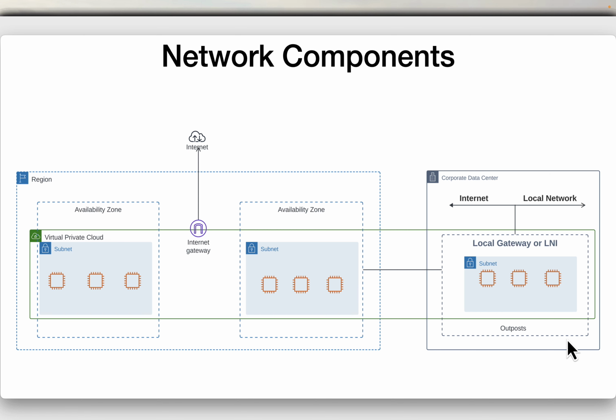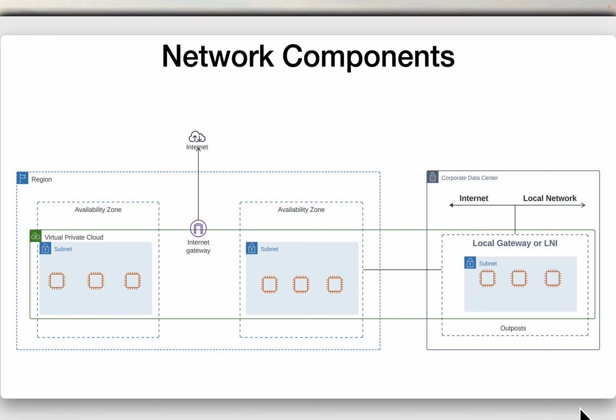Then we have encrypted service link. So there is a service link involved, and the service link is an encrypted set of VPN connections that enable communication between the Outpost and the AWS region. It is used for Outpost management and intra-VPC traffic between the region and the Outpost.